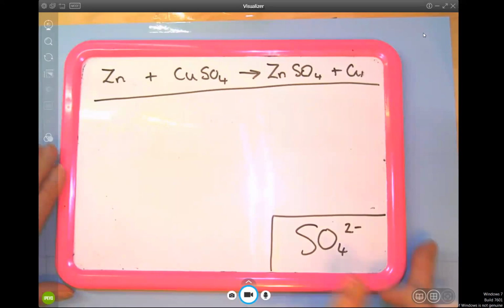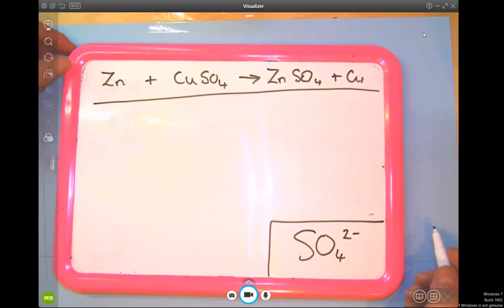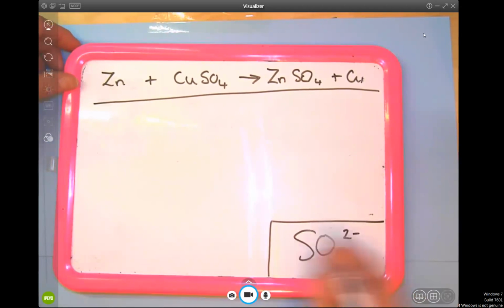Okay, so here's another example. One of the questions asked in the lesson was, how do you know what the charges are on the ions? How do you know they're a 2+ or a 1- charge? Well, some of that is because you would use your periodic table. Another way is that you might be given some information, like I've been given this information that the sulfate ion has a 2- charge.